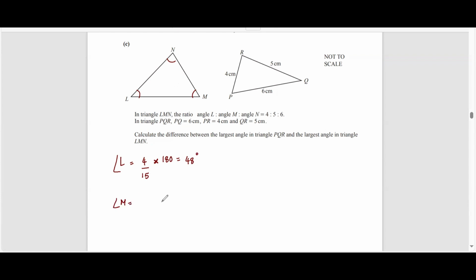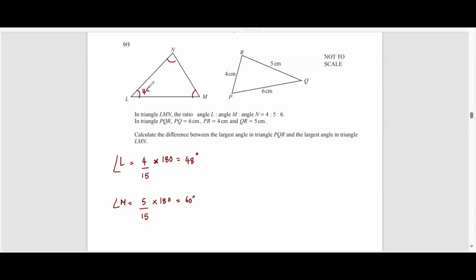Angle M: the ratio of angle M is 5, divided by the total ratio, 6 plus 5 is 11, 11 plus 4 is 15, times the total of the angles in a triangle, which is 180. When you put this in the calculator, we get the angle as 60 degrees.